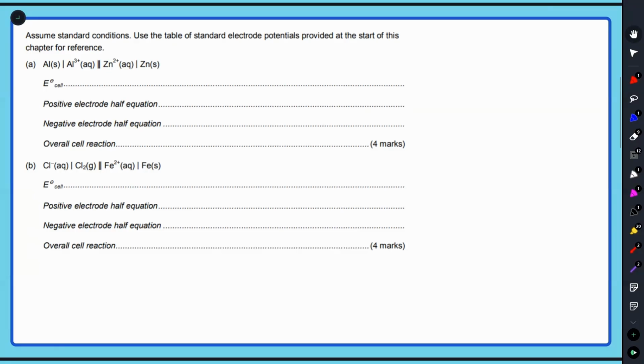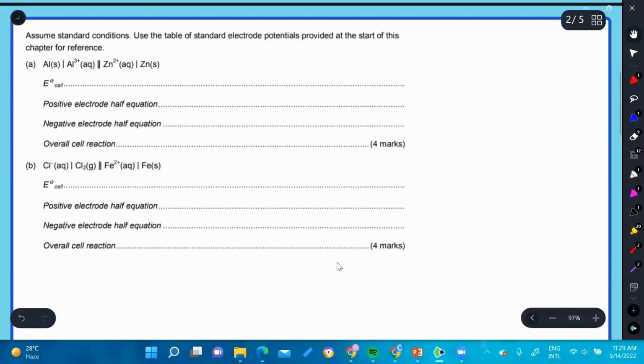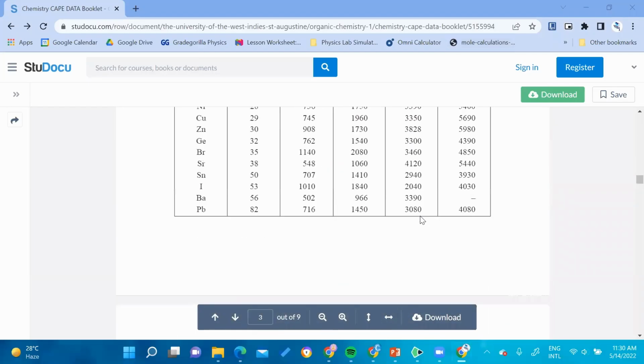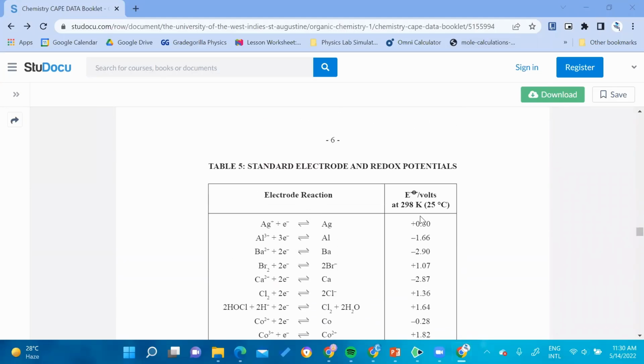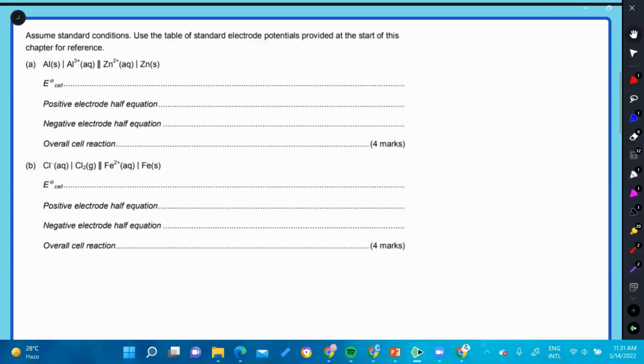Okay, so let's see. I think I should just get it from the internet. All right, I just Googled one real quick. They look the same for the most part. They have the same information. So this is a chart you'll be looking for: table 5, standard electrode and redox potentials. Okay, so now that we have this, I can go back to the actual page with the questions.